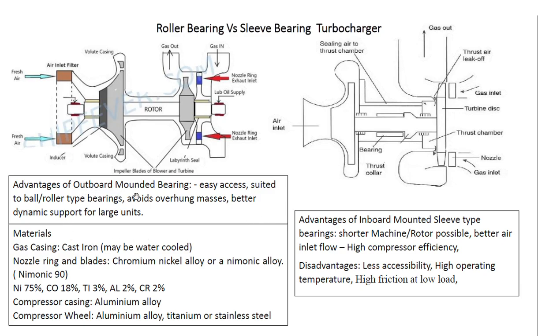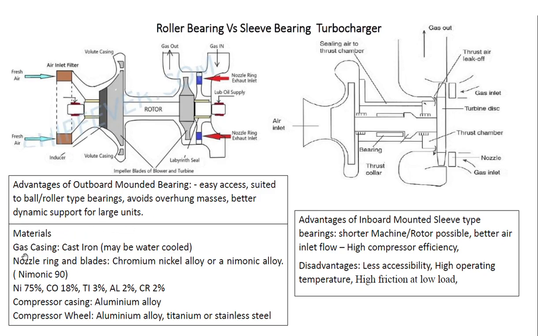Advantages of outboard mounted bearing: easy access, suited to ball roller type. So outboard bearing is ball roller type bearing. Avoid overhung mass. Better dynamic support for large unit.